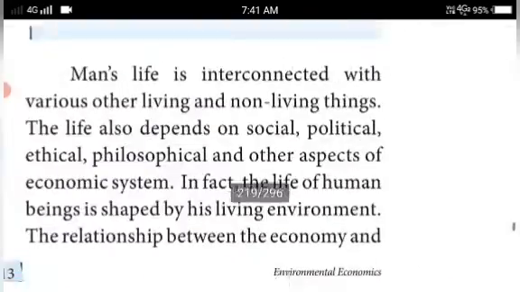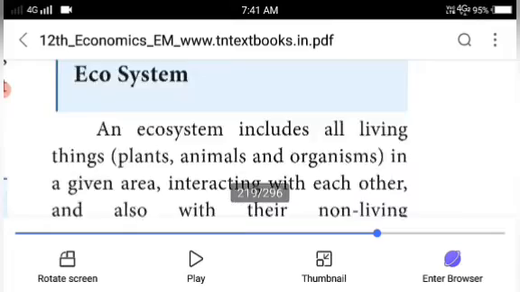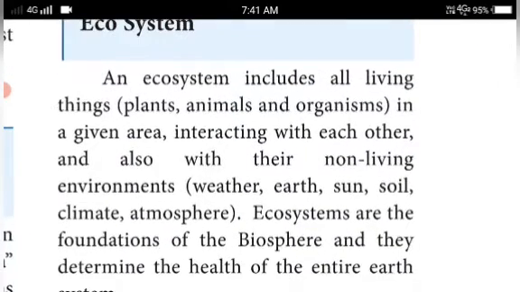Next we have to move to the ecosystem. We know that an ecosystem includes all living things, whether plants, animals or organisms; everything comes under the ecosystem, isn't it? In a given area, plants and animals interact with each other and also with their non-living environment, where the earth, sun, soil, climate and atmosphere are all non-living things, isn't it?